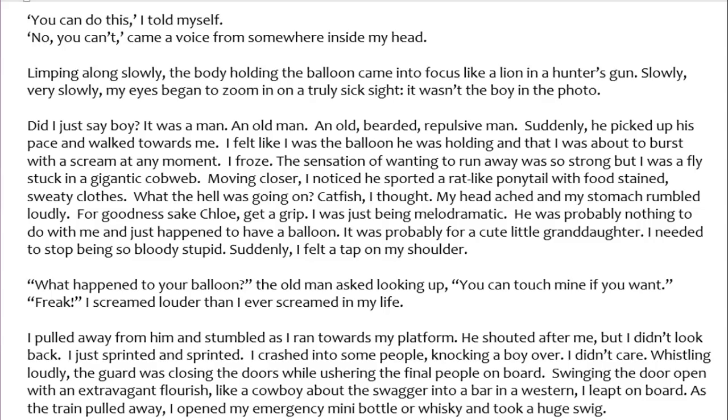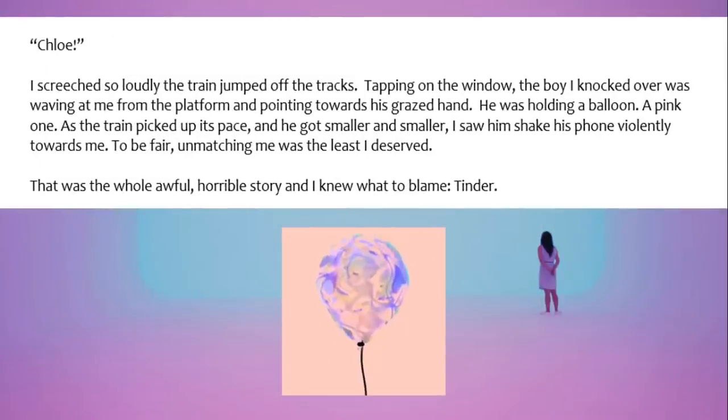Freak! I screamed louder than I'd ever screamed in my life. I pulled away from him and stumbled as I ran towards my platform. He shouted after me, but I didn't look back. I just sprinted and sprinted. I crashed into some people, knocking a boy over. I didn't care. Whistling loudly, the guard was closing the doors while ushering the final people on board. Swinging the door open with an extravagant flourish like a cowboy about to swagger into a western, I leapt on board. As the train pulled away, I opened my emergency mini bottle of whiskey and took a huge swig. "Chloe!" I screeched so loudly the train jumped off the tracks.